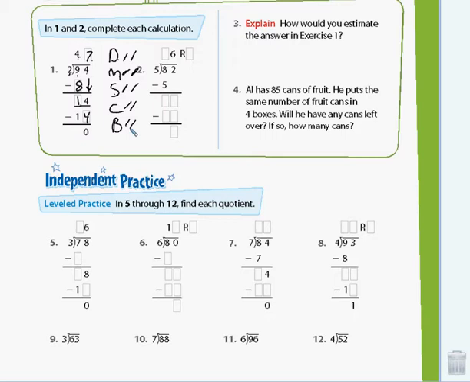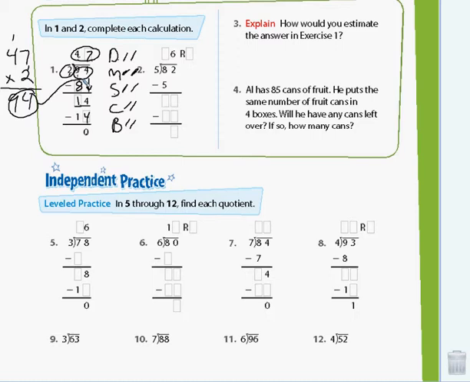But our last check that we always do on our division problems is we do our multiplication. We multiply to check, and we multiply our quotient by our divisor. So 47 times 2. 2 times 7 is 14. And 2 times 4 is 8 plus 1 is 9. And if we get our dividend right there, that means we've done it right. And we did, so we got it right. Let's go ahead and look over our next problem.